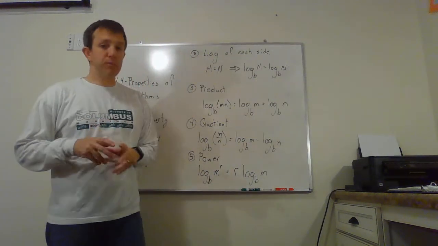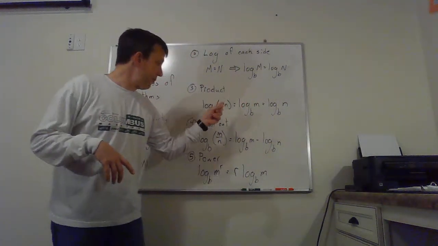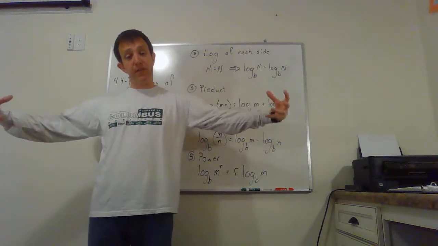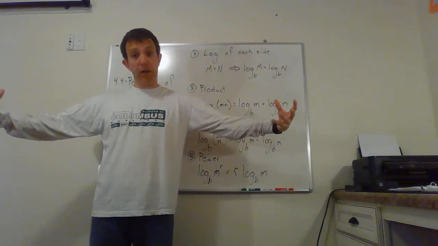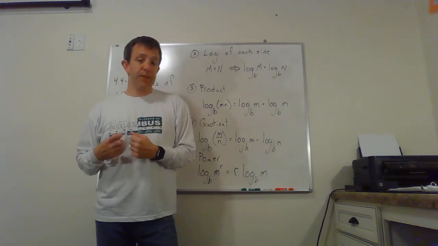And so where we're going to go from here is we're going to see how we can use these last three properties to either take one logarithm and pull it apart into several pieces, or take several logarithms and stuff them back into one. And here's why we're going to use each of those things.